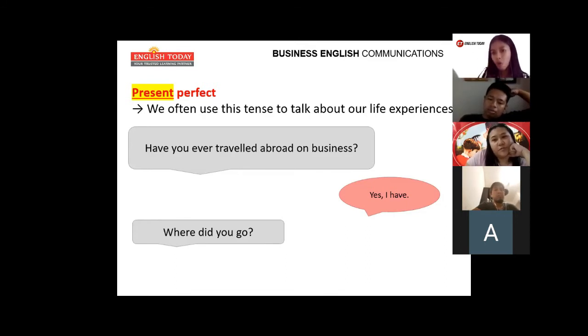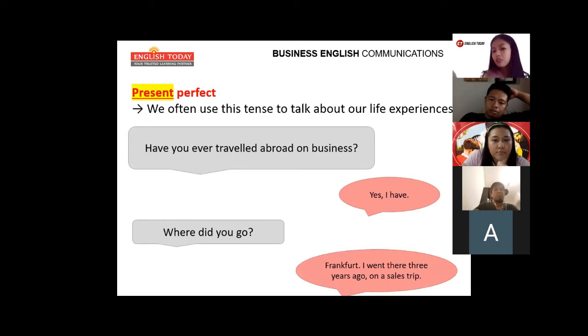If you want to ask or give more detailed information, you use past tense. That's why present perfect and past tense are like coupled, because they are often used to ask for more complete information. Where did you go? Follow-up questions, follow-up information. Oh, I went to Frankfurt. I was there 3 years ago. I went there on a sales trip.